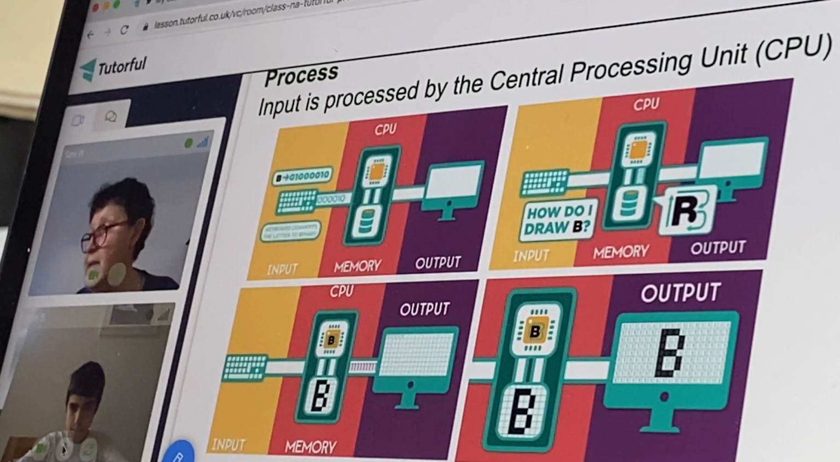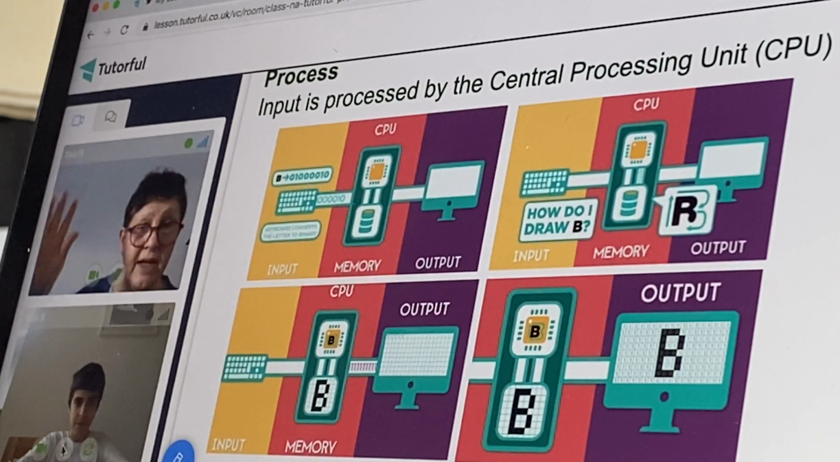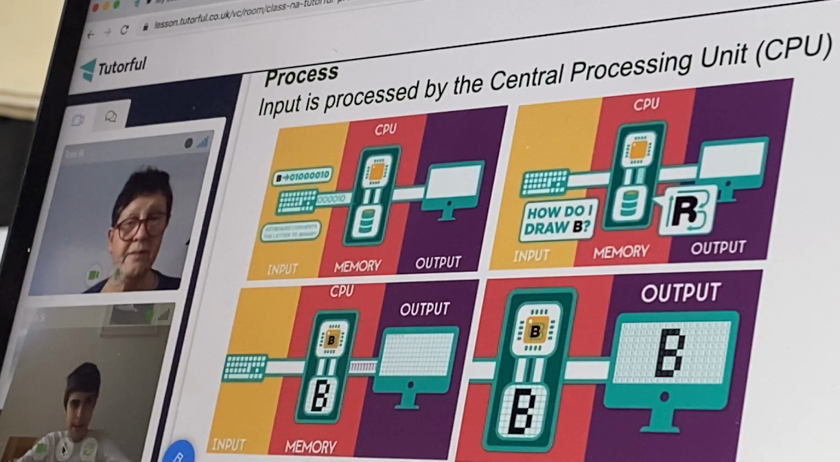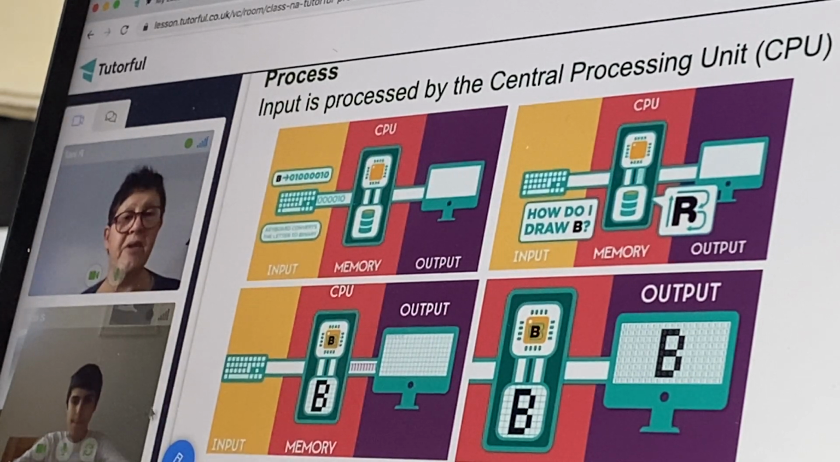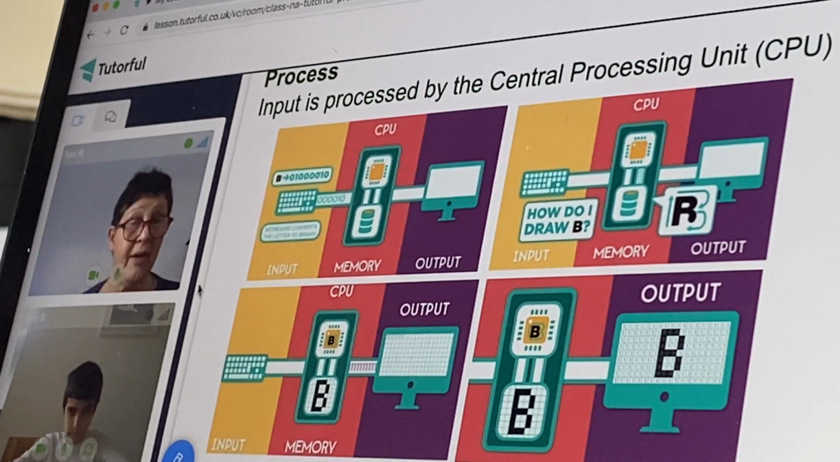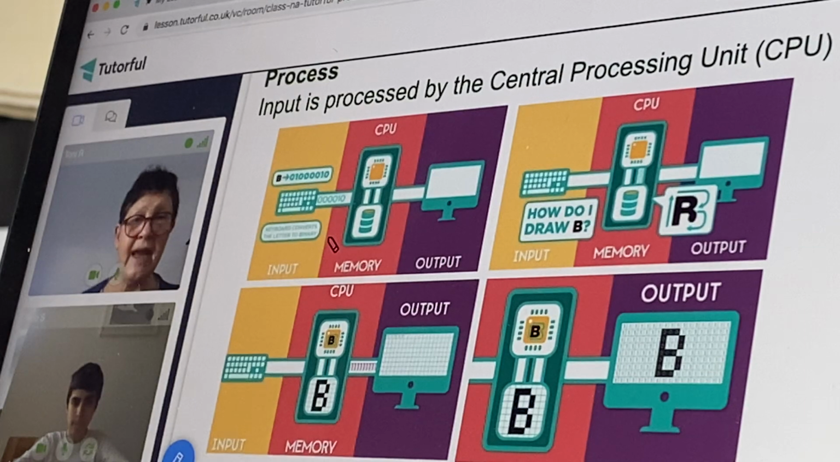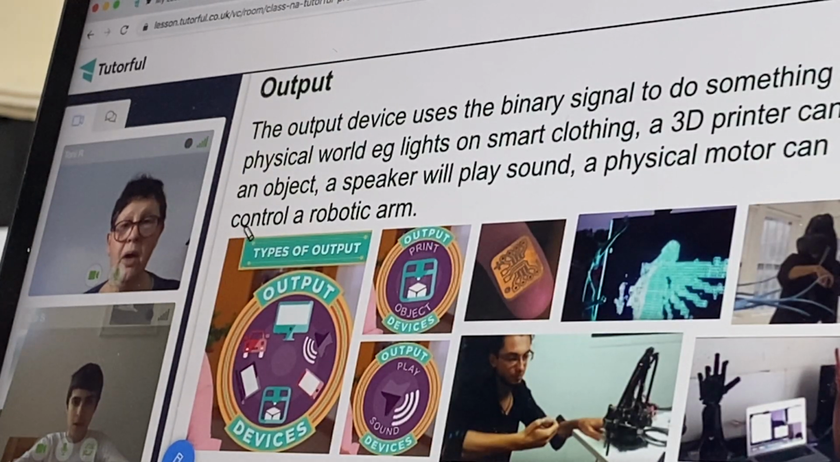But the letter B itself to a computer means nothing. It's 0 and 1. That's right. So B to a computer is 01000010. It doesn't understand B. But the thing is, we understand B as humans. Okay, so this then is the output.